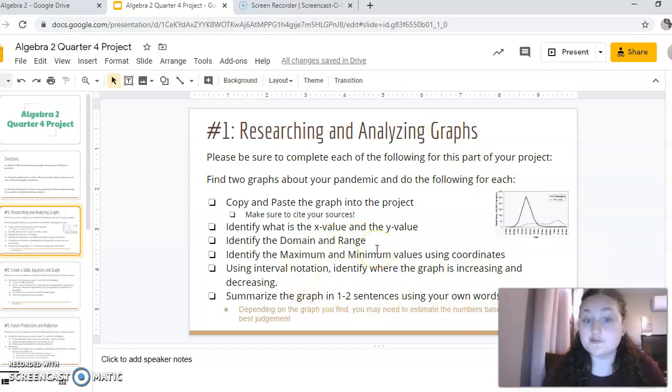You're going to identify your domain and range. You're going to identify the maximum and minimum values using the coordinate. Then you're going to use interval notation to identify where the graph is increasing and decreasing. And then I want you to summarize what the graph is telling you in 1 to 2 sentences in your own words.